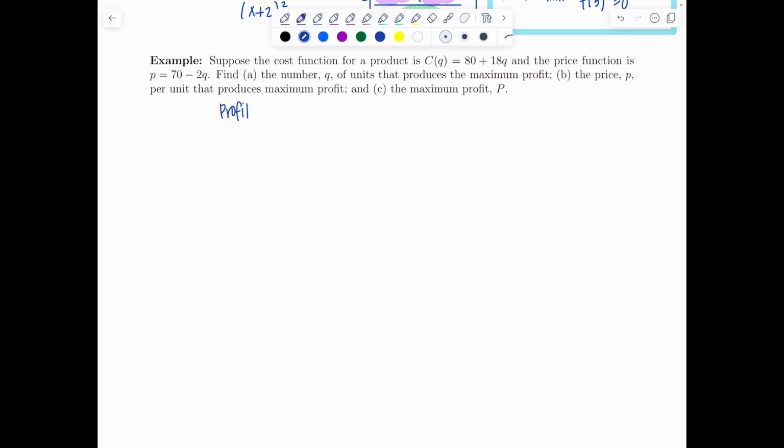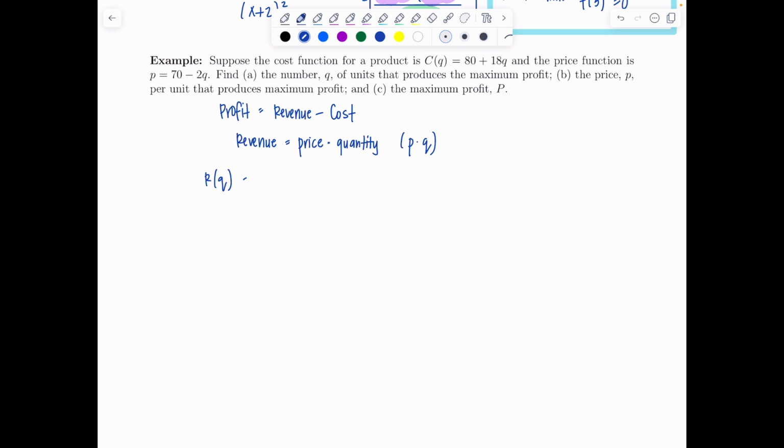Profit is equal to your revenue, all the money that comes in, minus your costs. And then how do we compute revenue, all the money that comes in? Well, it's the price times quantity, the number of items that are actually sold. P times Q. Little p, okay?